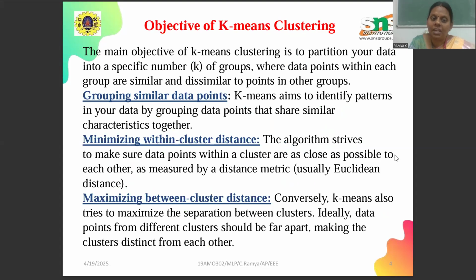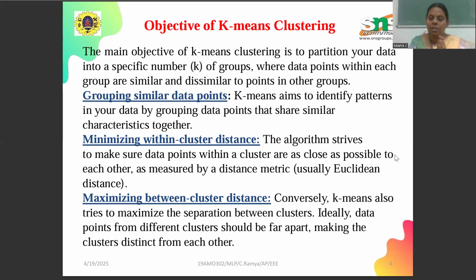So what are the main objectives of this K-means clustering algorithm? Previously we discussed it, but we have three main points. One is grouping similar data points, which means we can identify the patterns among those groups and they share the same characteristics together in the same group of data points.